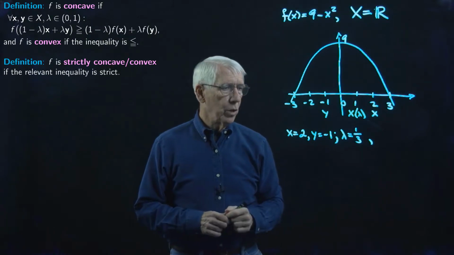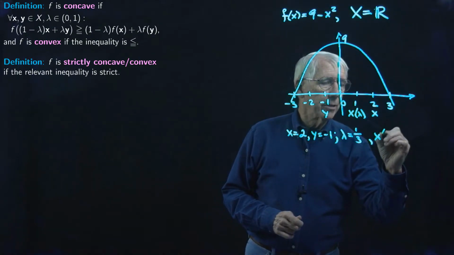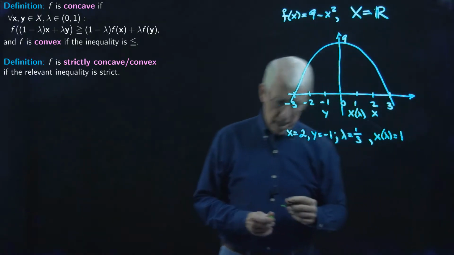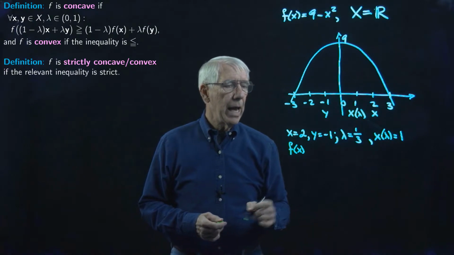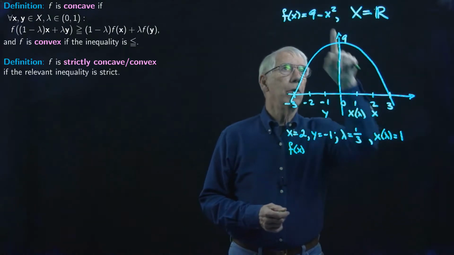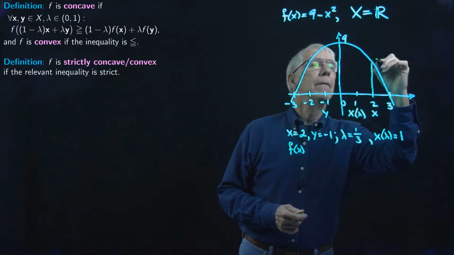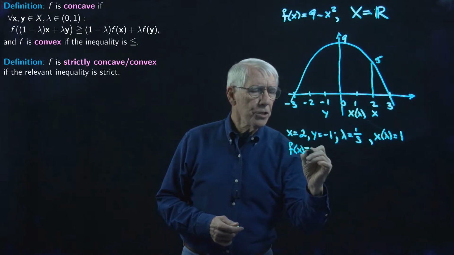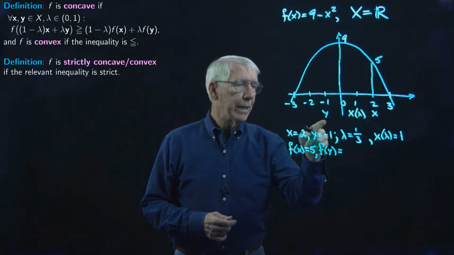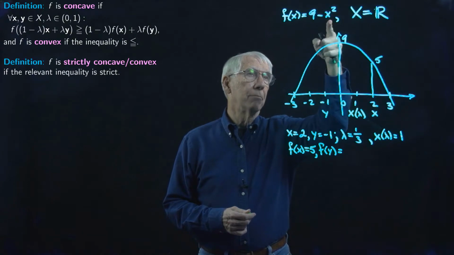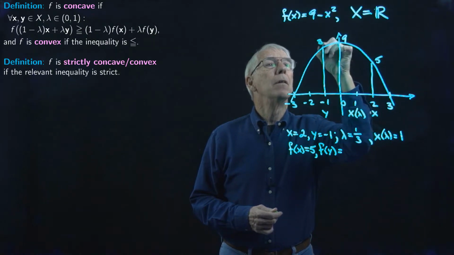And so now let's look at the value of f at these points. Well, lambda is 1/3. Let's actually say that x of lambda here is 1. So what's f of x at 2? We have a 9 minus 4, that's 5. So let's actually go up here. That's 5. So this is 5. What about y? F of y. Y is minus 1. 9 minus the square of minus 1. 9 minus 1, it's going to be 8. So that's 8.